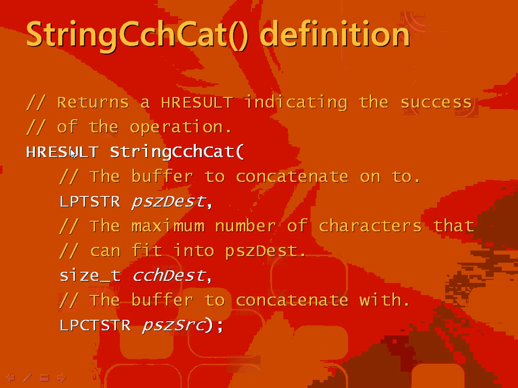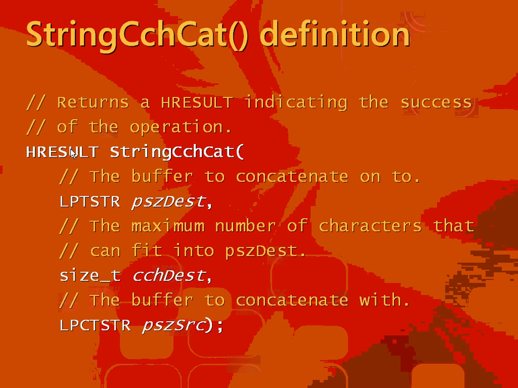This returns an H result, as we talked about. All the string safe methods return an H result in order to remain consistent with each other. The first parameter it takes, just like in the n functions, is the buffer to concatenate onto. The second one is the maximum number of characters that can fit into the destination buffer, and that accounts for the null character at the end.